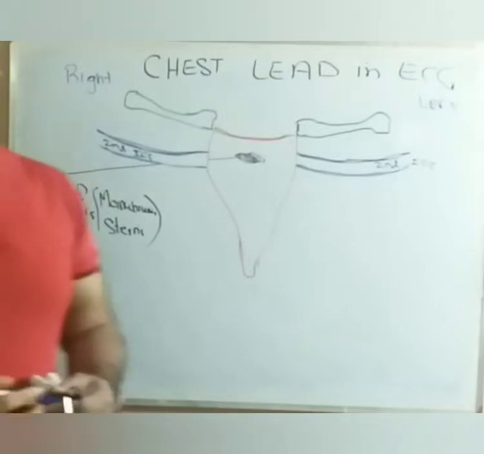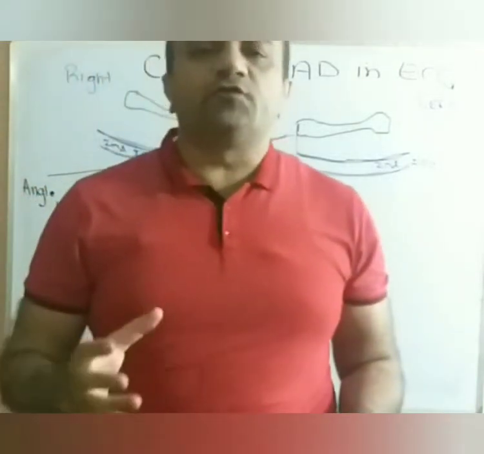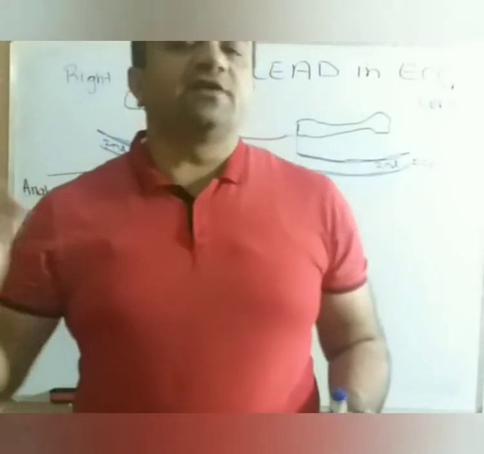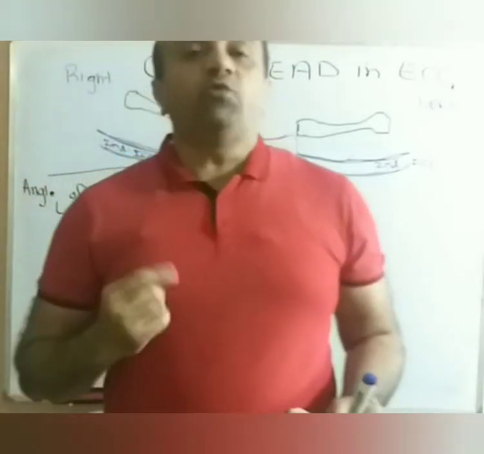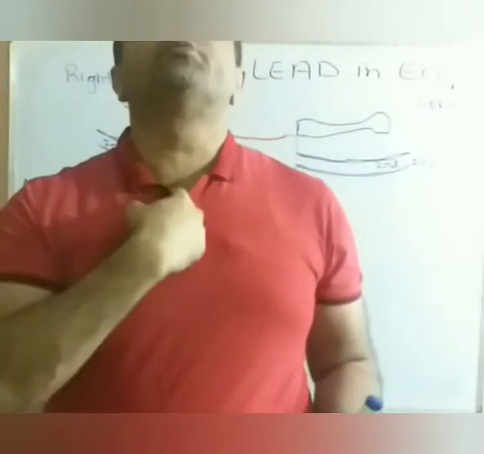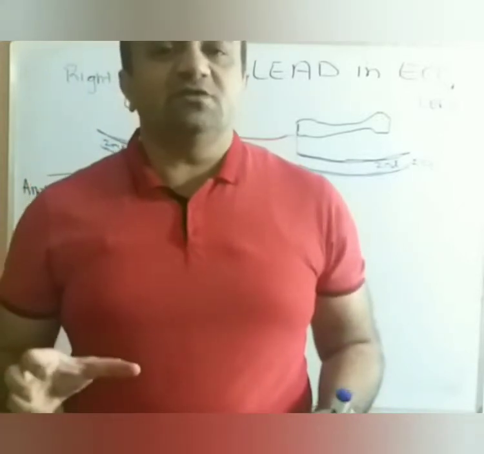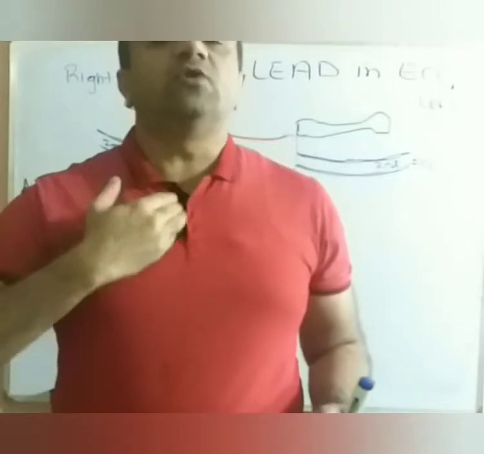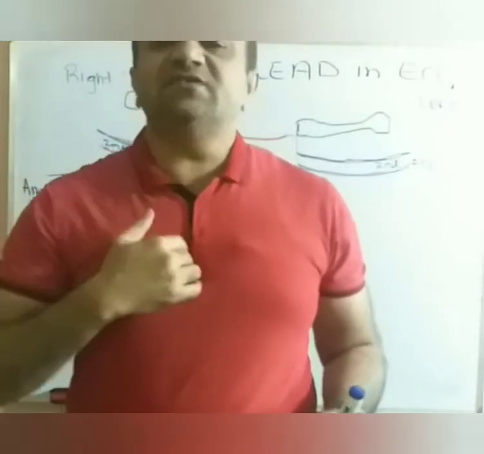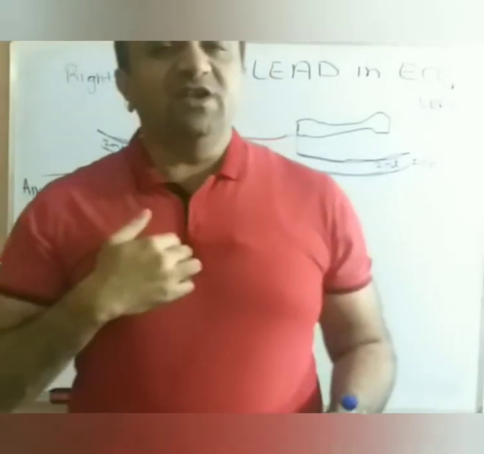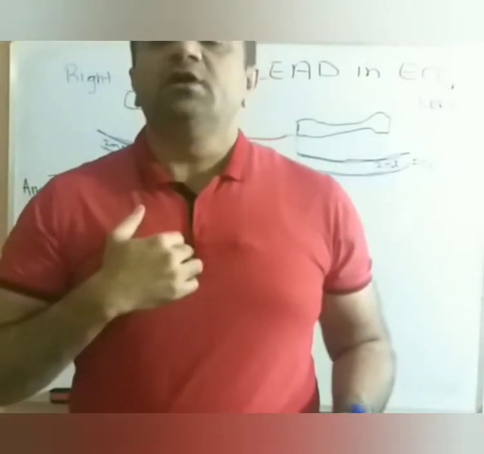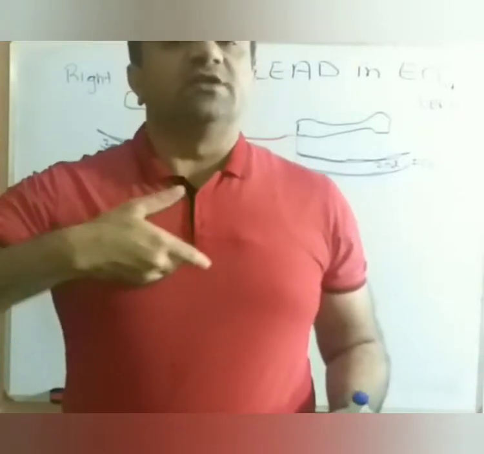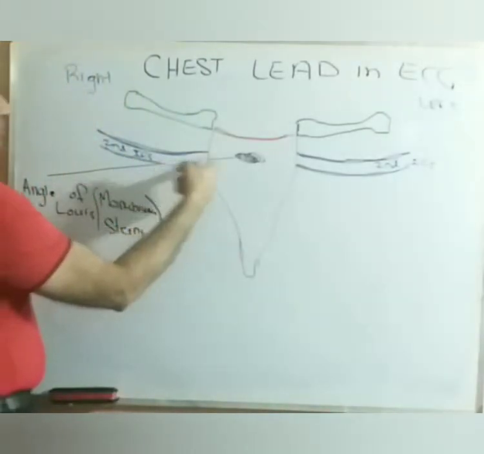So now the question arises, why do we so often refer to the angle of Louis? Because we want to reach the second intercostal space. And how do we reach there? We put a finger in the suprasternal notch, which is a depression or a hollow point just above the sternum. We come down a little bit, 1 to 2 centimeter. We see there is a bony ridge. We can feel that bony ridge. That is the angle of Louis or manubrium sterni. Just parallel to the angle of Louis, there is the second intercostal space on the right and the left side.